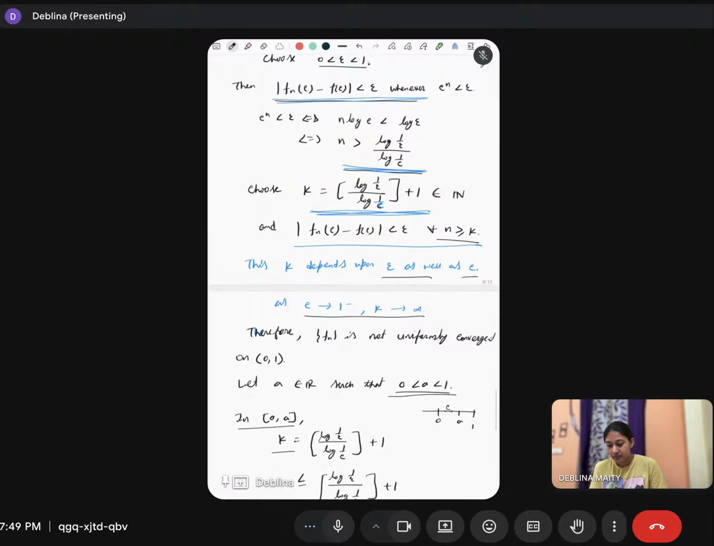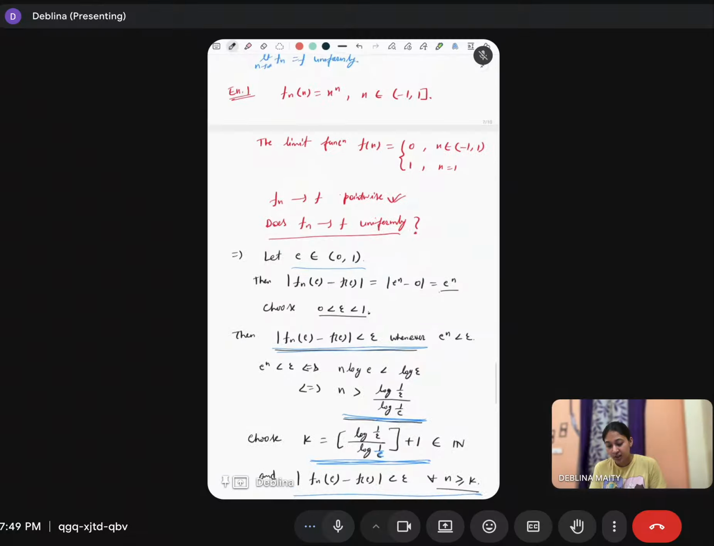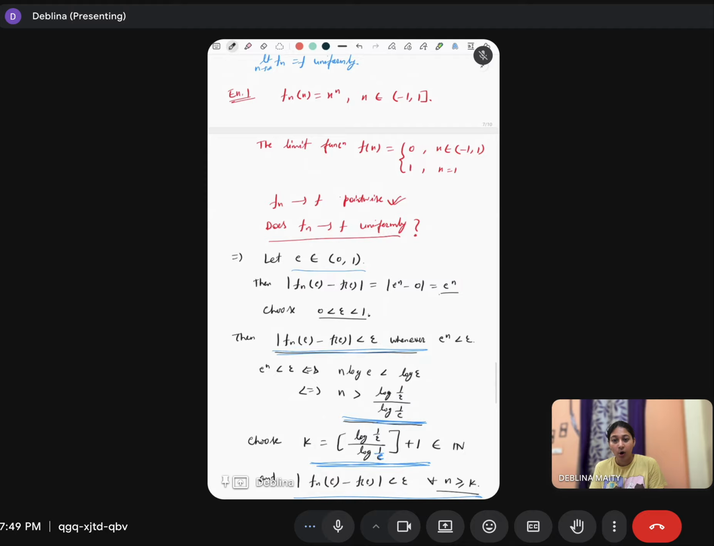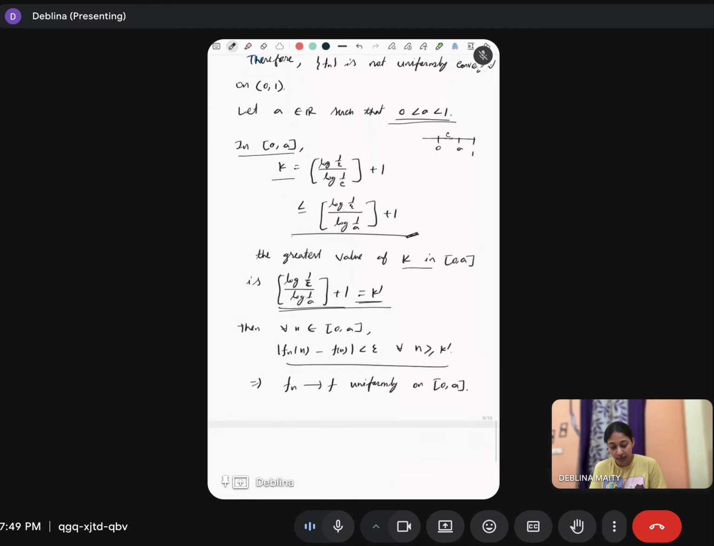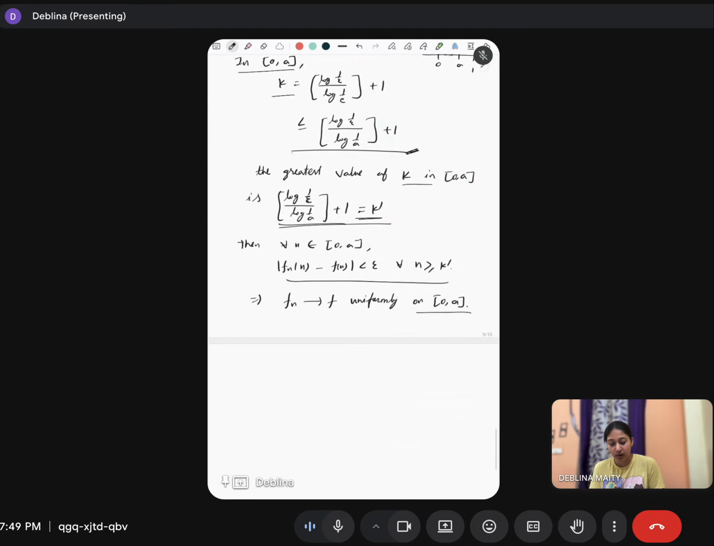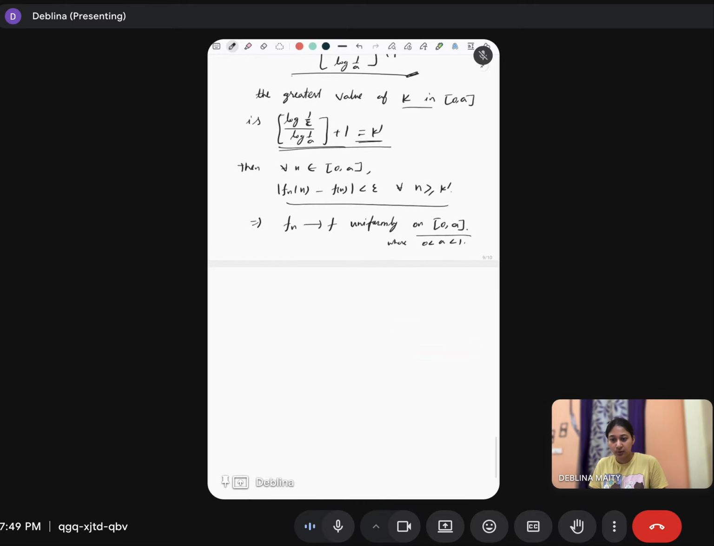Okay. So this function converges uniformly on a closed interval 0 to a, where a is less than 1, right? Where 0 is less than a less than 1. Alright. So let's go to the next problem.